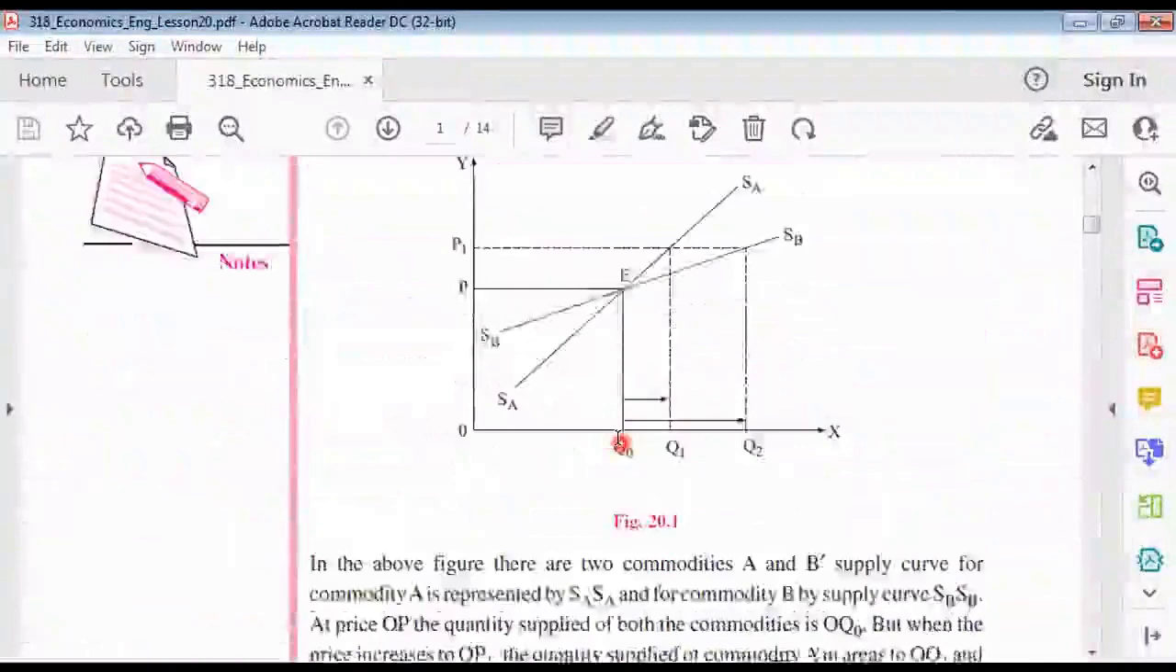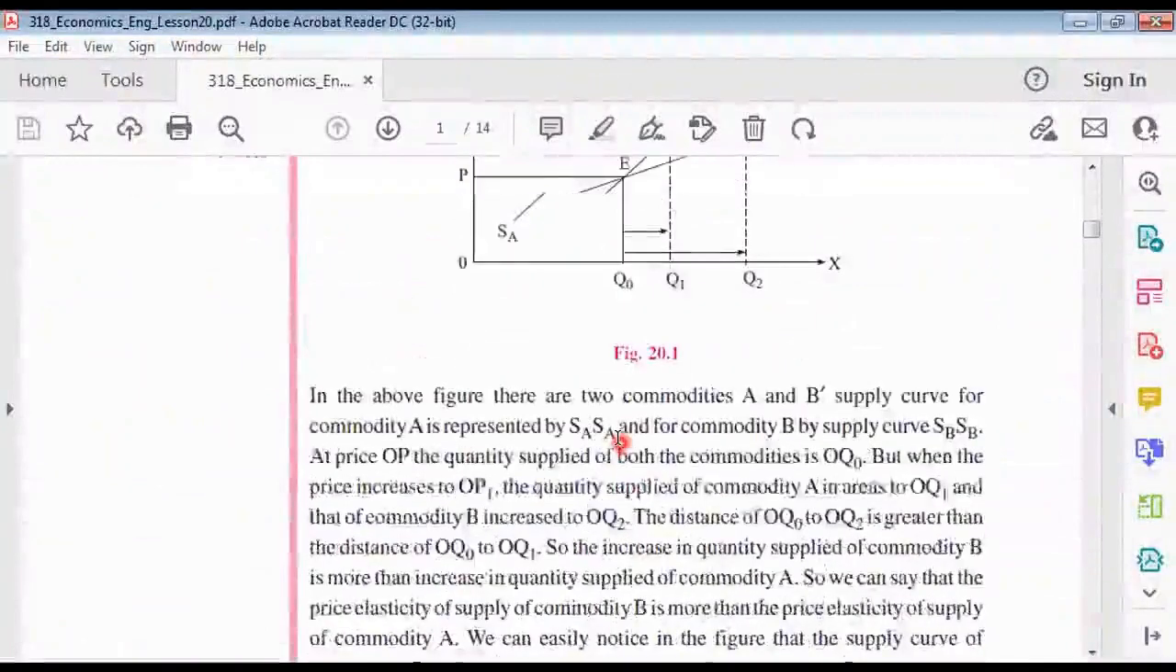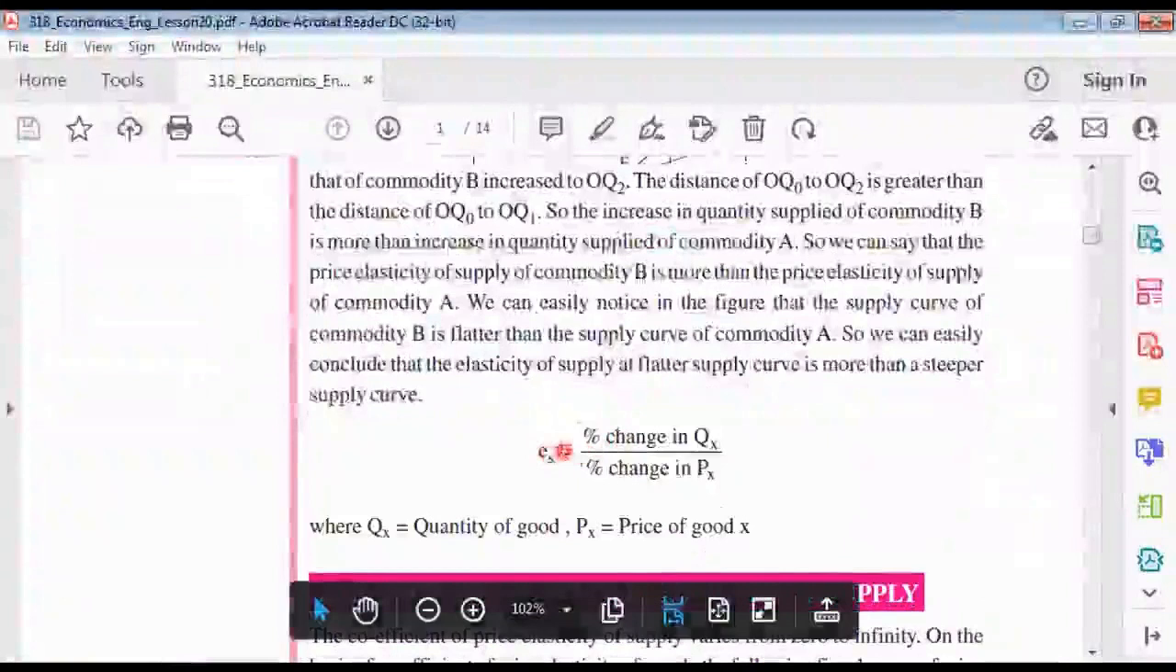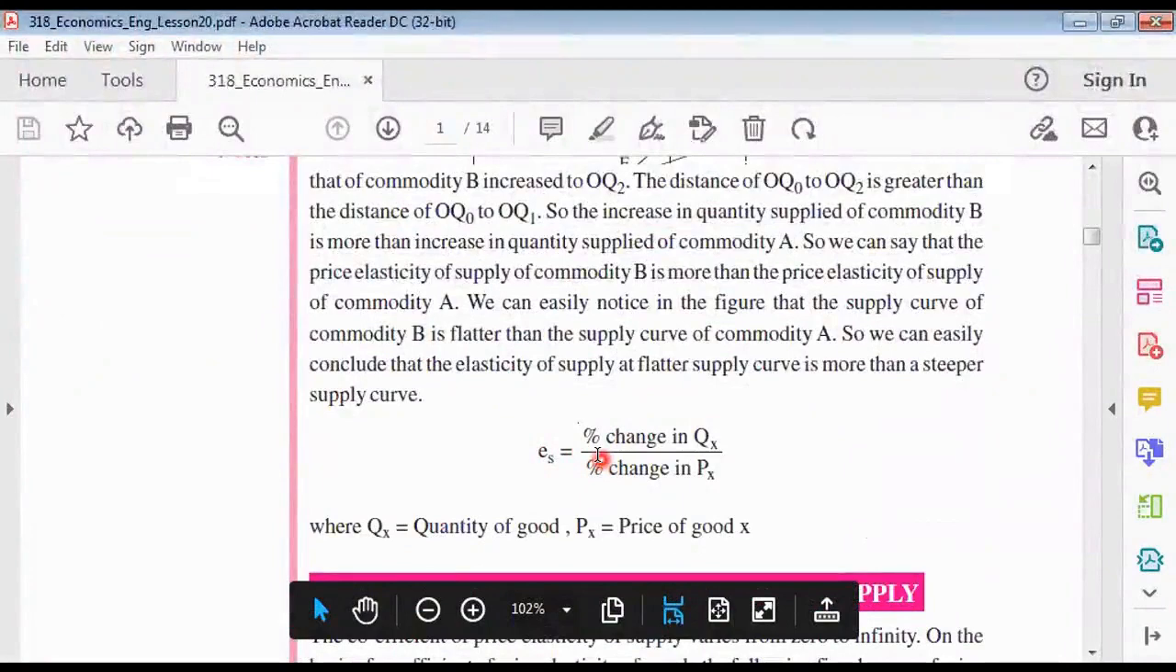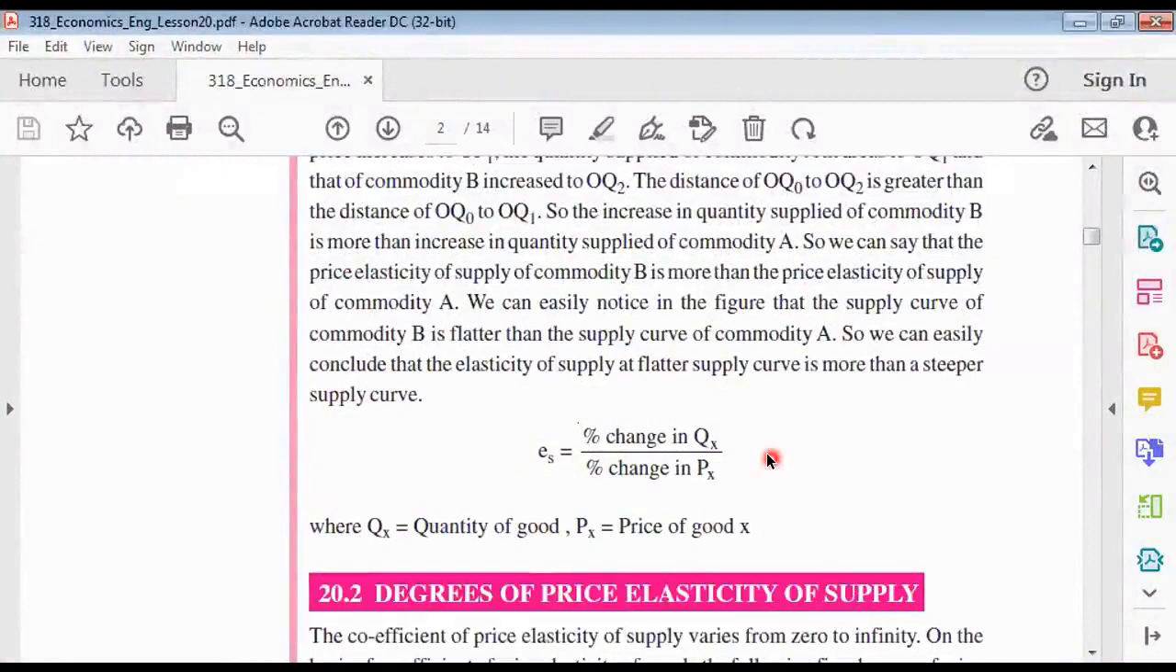I'm skipping the portion not required, and directly jumping to what is necessary for you to understand, which I am highlighting. That gives you the formula of price elasticity of supply. As you can see, the formula is very similar to the formula for price elasticity of demand. This is percentage change in QX, where QX means quantity supplied of X, divided by percentage change in price of X.